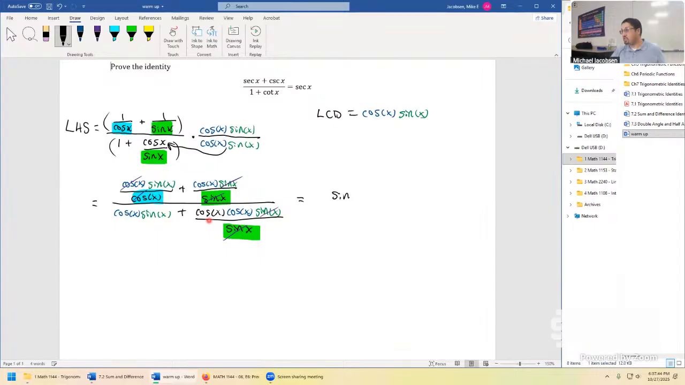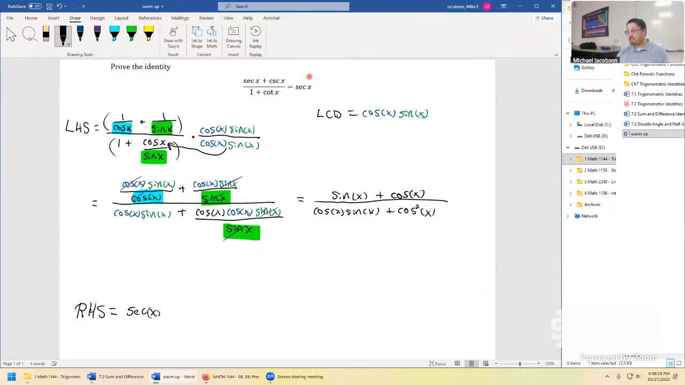So here are the survivors, sine x plus cosine x over cosine x sine x plus cosine squared x. So it's been simplified. We have to know when to stop, but then the next strategy is you're trying to get to secant x. That's the right-hand side we're trying to link things up to. Right-hand side is a secant x.